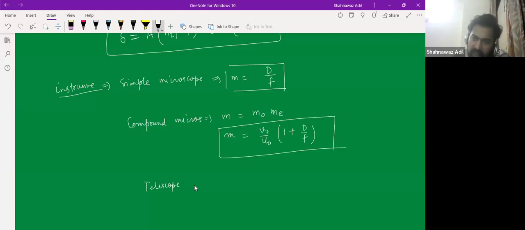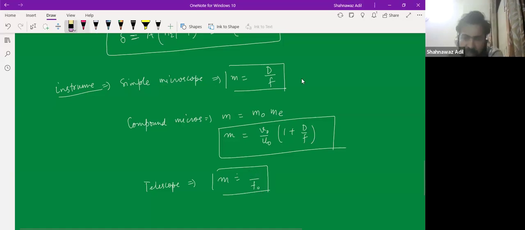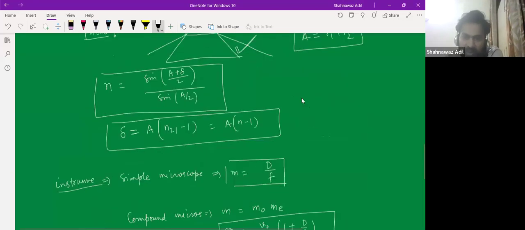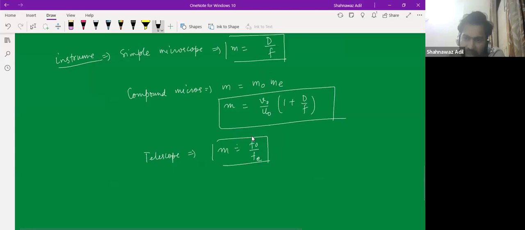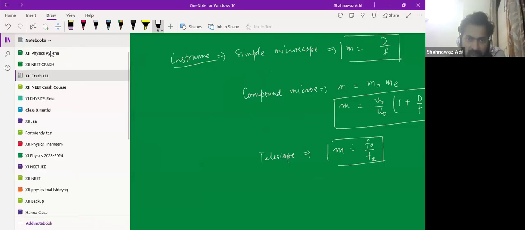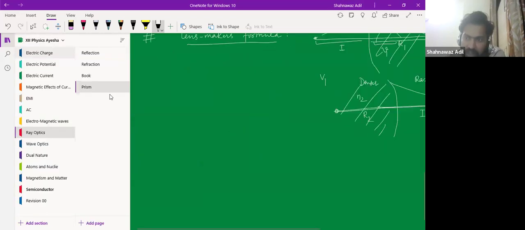So the telescope magnification was not D by F naught, but F O by F E. All these things we have to remember, and if we remember them, then we can solve the questions. You can check the formulas. Let me check those, but you have to write these formulas down somewhere.